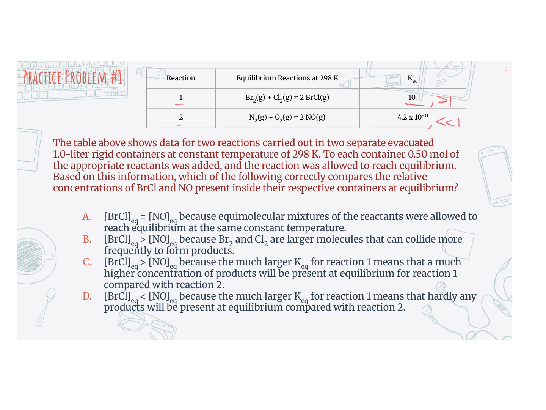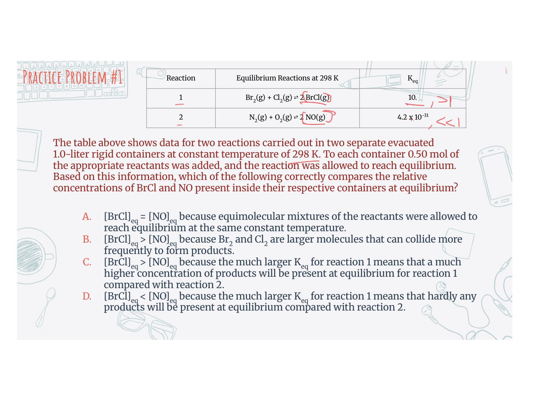So now if we read the table, read the question. It says the table shows the data for two reactions carried out in two separate containers, both at 1 liter and both at 298 Kelvin. To each container, they add 0.5 mole of the appropriate reagents, and they allow them to reach equilibrium. And so it says, based on this information, which of these correctly compares the relative concentrations of 2BrCl and 2NO. And so essentially, we're thinking about what is the concentration of 2NO versus the concentration of BrCl in these two different reactions.